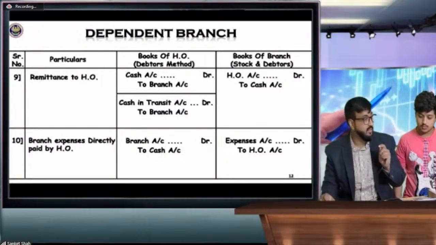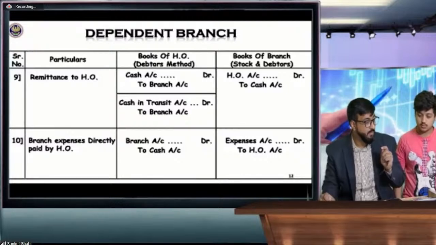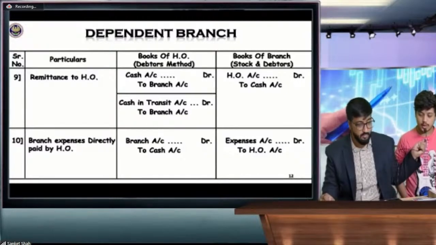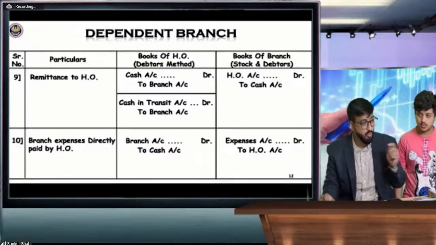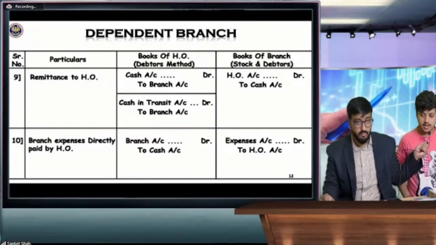Petty cash sent by head office to branch. In HO's book, branch took petty cash, and in branch's book, petty cash to HO. Direct purchases made by branch, payment made by HO. In HO's book, branch to cash, and in branch's book, purchases to HO.